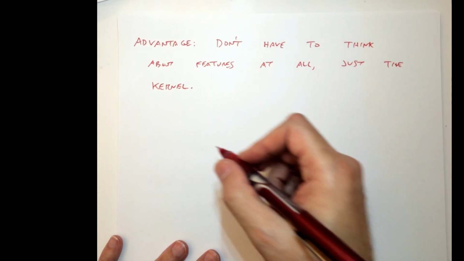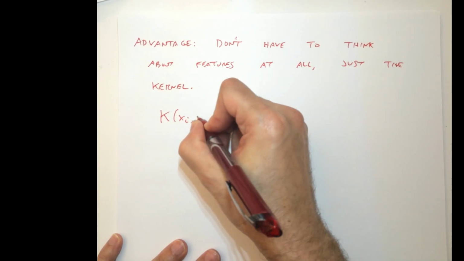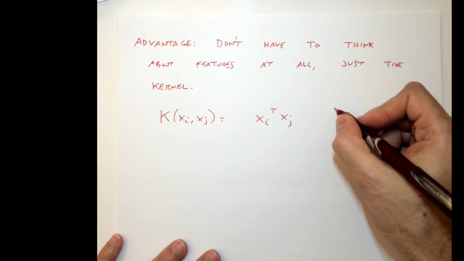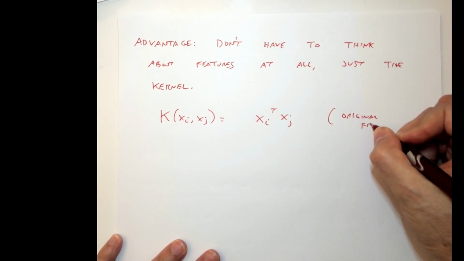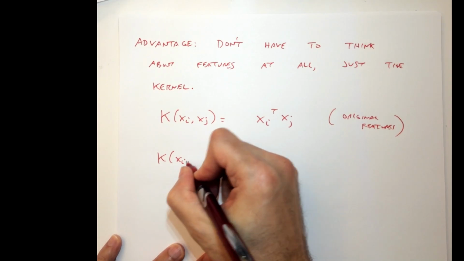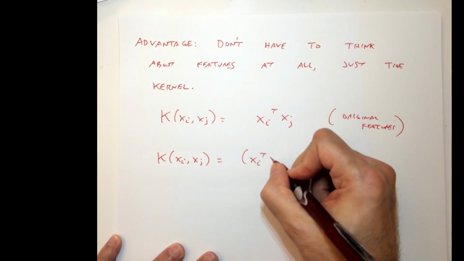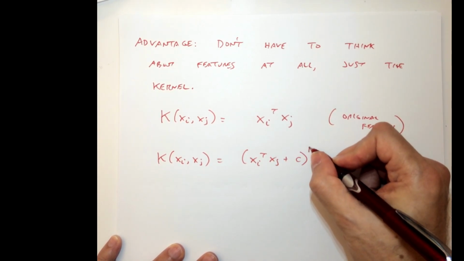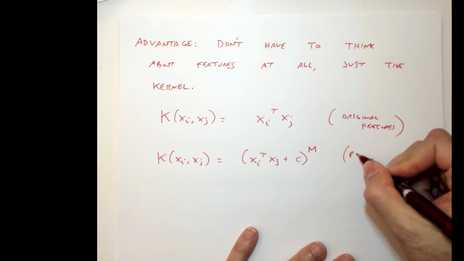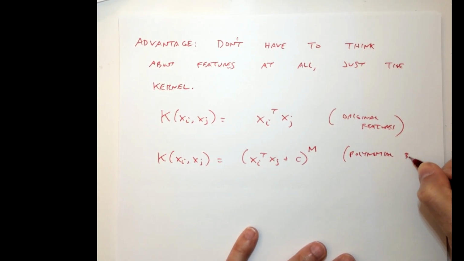So for example, I could say the kernel is equal to xi transpose xj, right? Here, this is just like the original features. If I said that the kernel was xi transpose xj plus some constant to the m power, this is like implicitly getting the polynomial basis all the way up to m, right? So it's kind of like saying I have the polynomial basis up to the mth order.